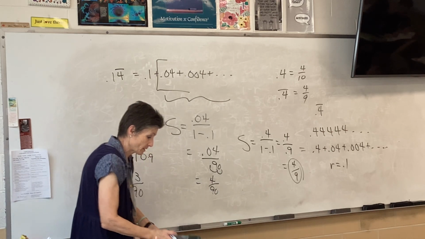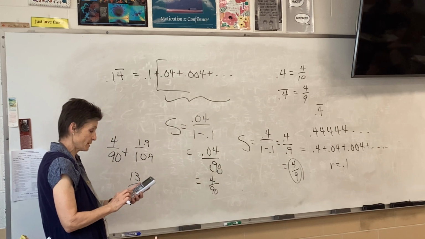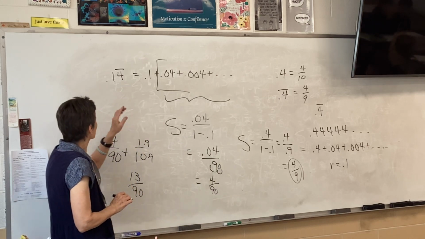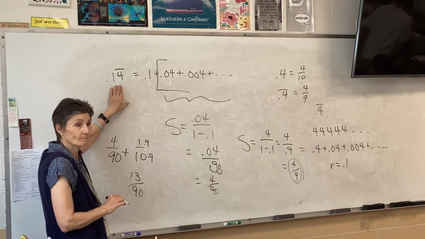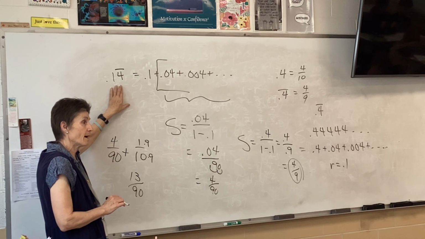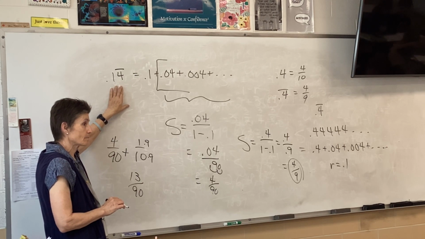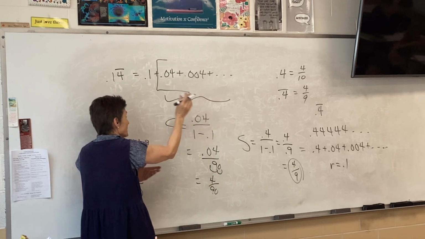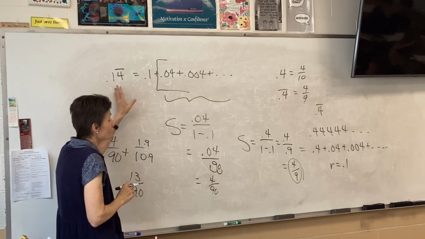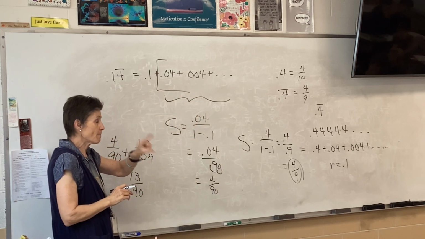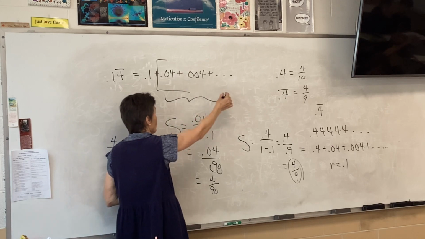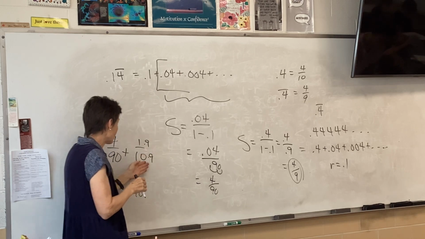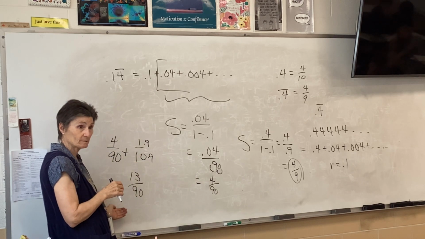Just for fun, what's 13/90 on the decimal line on your calculator? Yeah? Yeah, it is. So you can change any repeating decimal into a fraction using this strategy. Just remember that the formula will only work on the repeating part. And then you have to go back and add in whatever wasn't repeating.